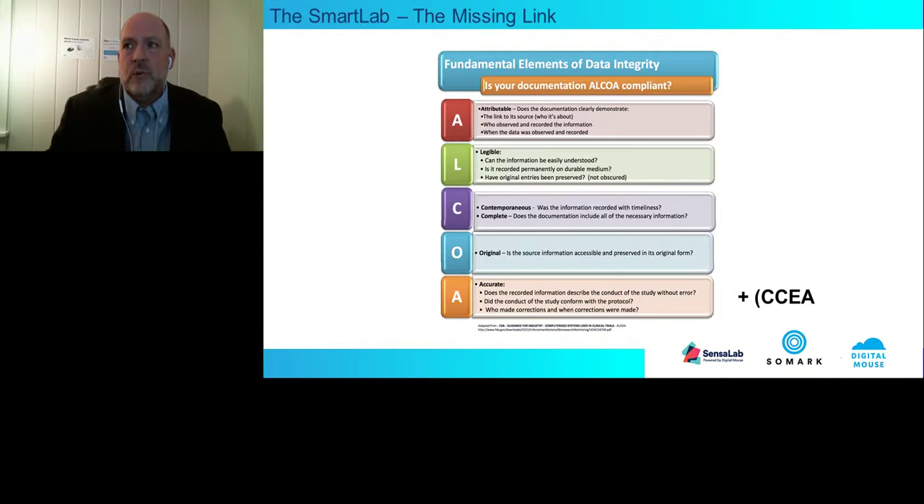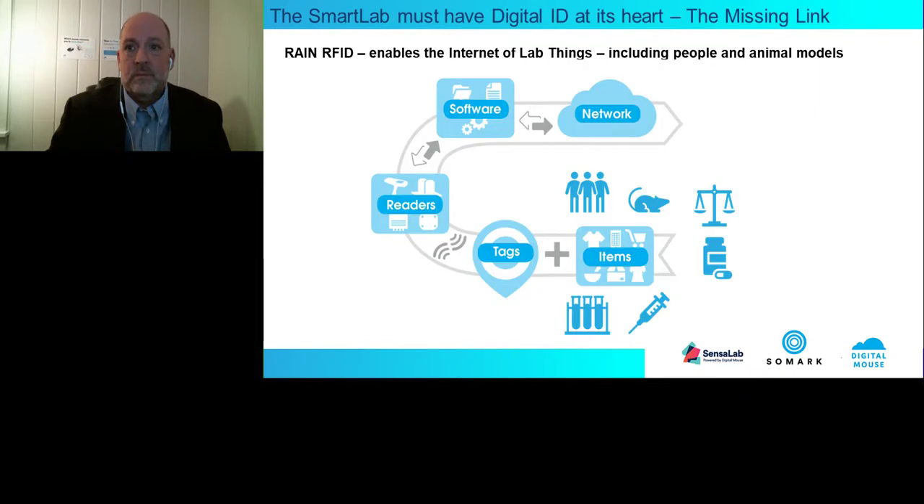So how do we ensure SmartLab is ALCOA compliant? And don't forget CCEA too: complete, consistent, enduring, and available. At Somark, we have worked with over 300 customers over the past 6 years to better understand what makes a lab smart and how to deliver that capability in an affordable way. We believe the answer, or the missing link in the lab that prevents us from being smart, efficient, accurate, transparent, rigorous, reproducible, is digital identification.